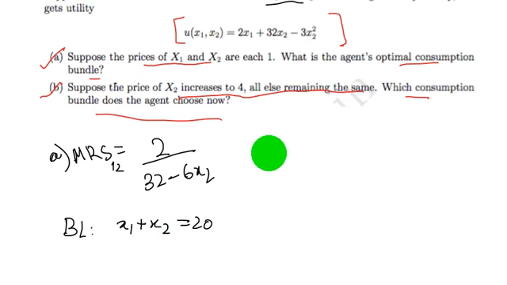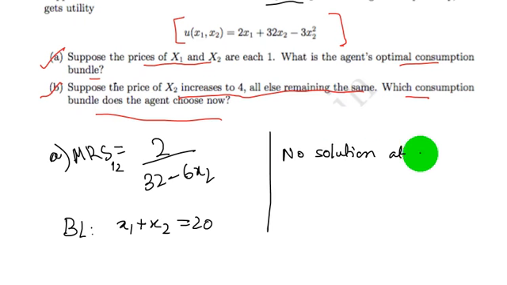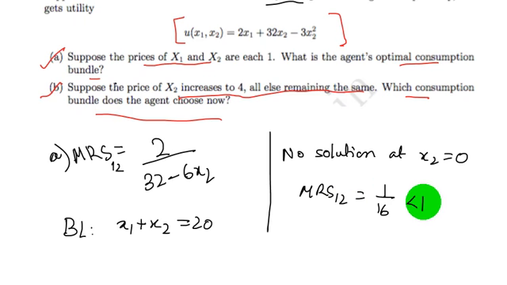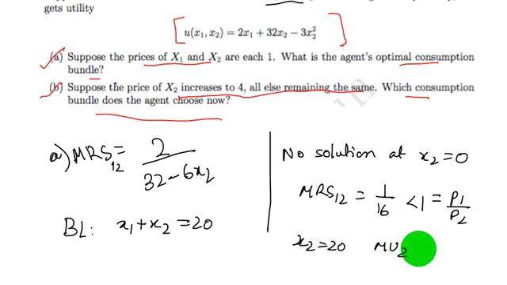Solution is not at x2 equals 0, because at this corner MRS12 is equal to 1/60, which is less than 1, which equals P1/P2. Therefore the consumer will benefit from spending some money on x2. Solution is also not at the other corner x2 equals 20, because then marginal utility is less than 0 at this consumption level. Therefore it is beneficial to spend less on x2.